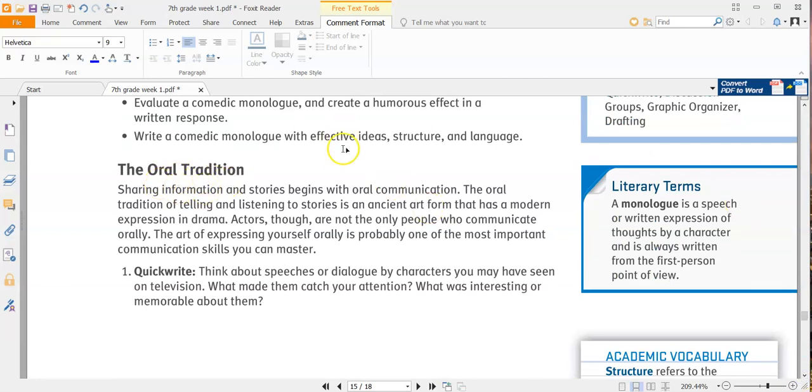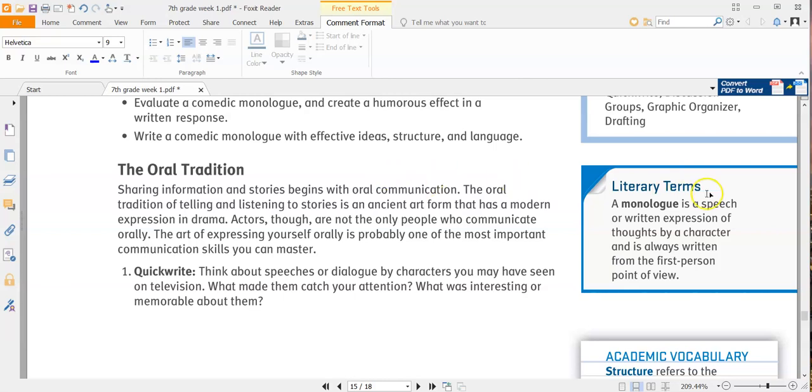Sharing information and stories begins with oral communication, which is basically talking. The oral tradition of telling and listening to stories is an ancient art form that has a modern expression in drama. Actors, though, are not the only people who communicate orally. The art of expressing yourself orally is probably one of the most important communication skills you can master.